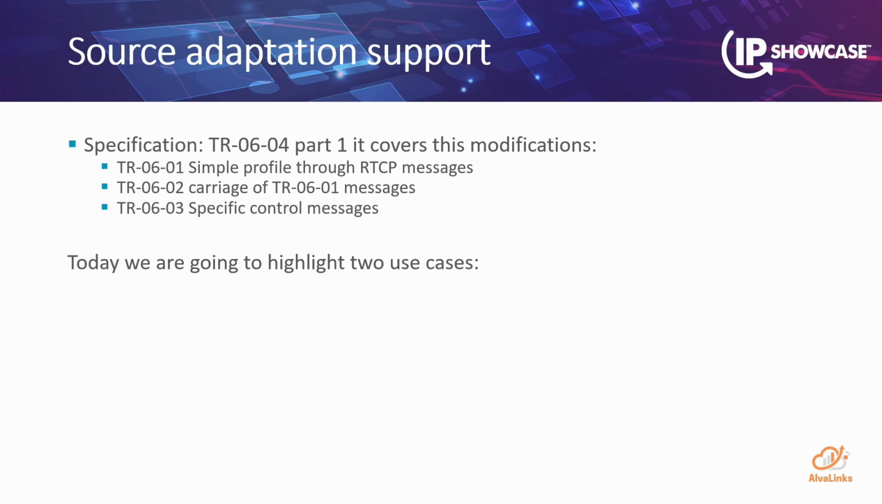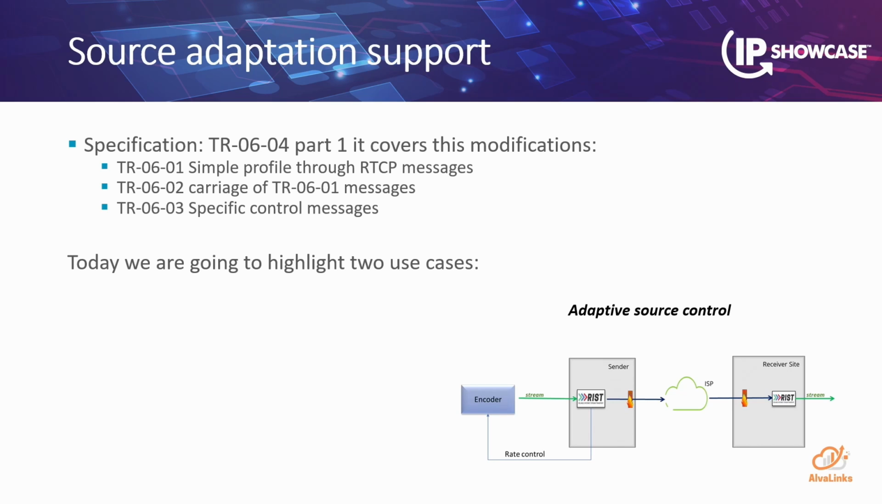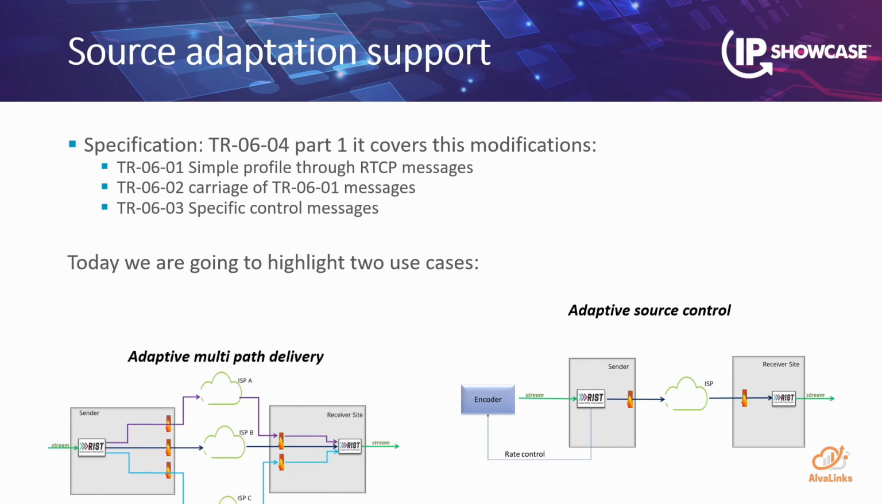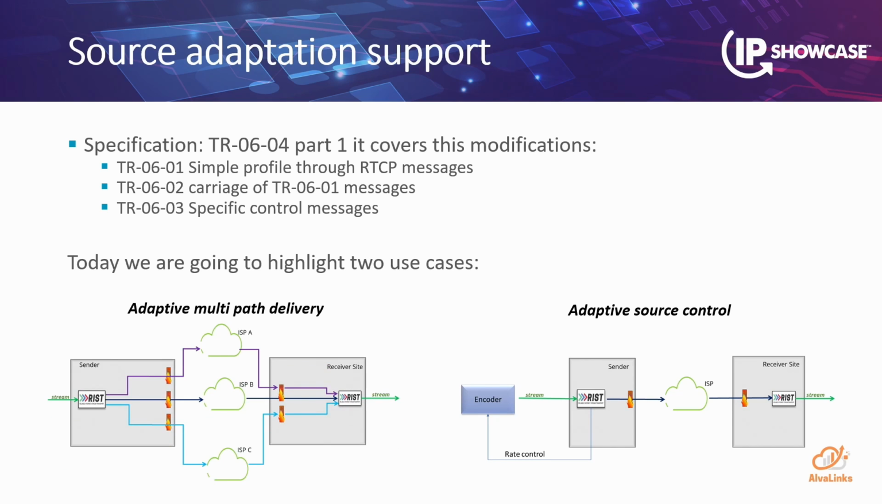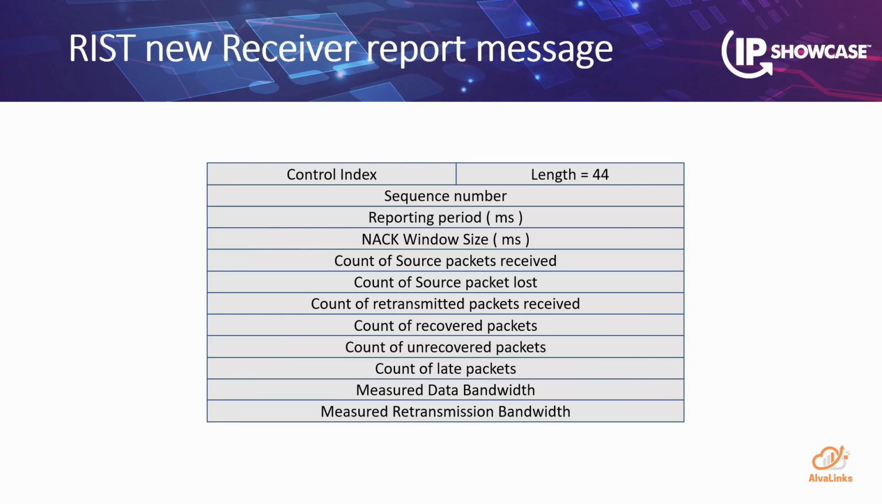Today we're going to highlight two cases. One is adaptive source control, and the other one is adaptive multipath delivery. So let's go down to the bits. We have a new message, a receiver report going from the receiver back to the sender, giving it new statistics that were not there before.